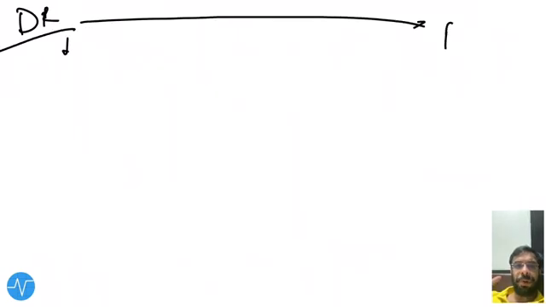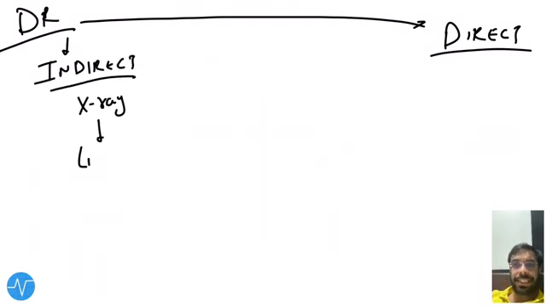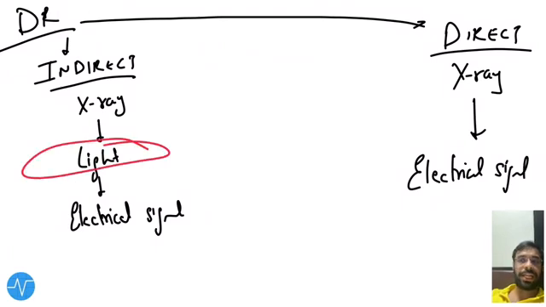Now DR can have two types, direct DR or indirect DR. Indirect DR means that X-ray is converted to light and then to an electrical signal, whereas in direct DR X-ray is converted directly to an electrical signal. Therefore, the difference is the light in indirect.